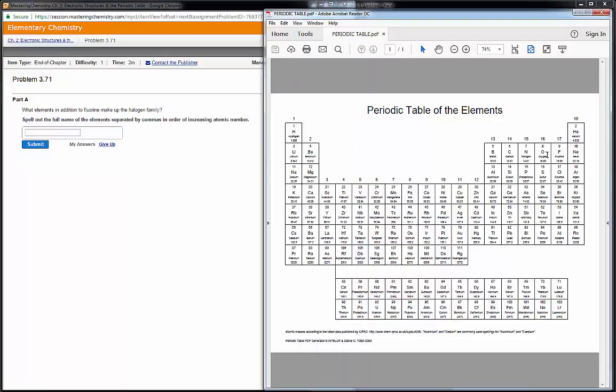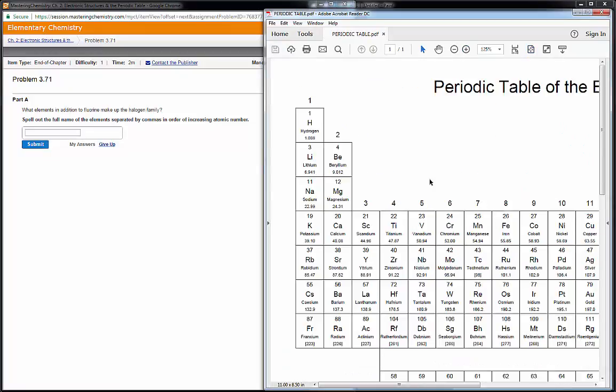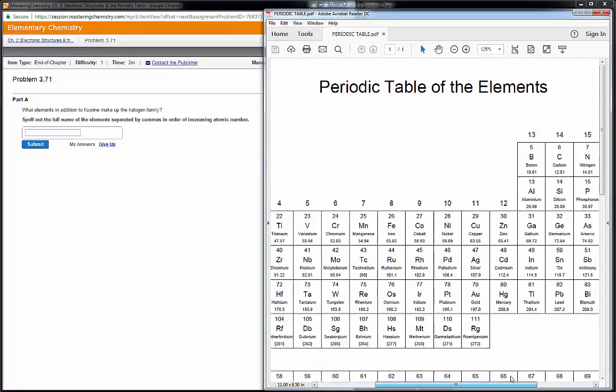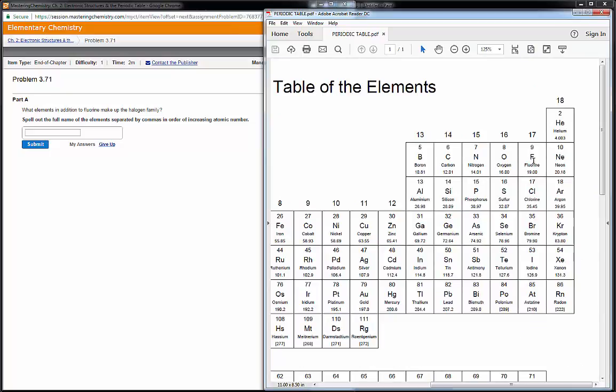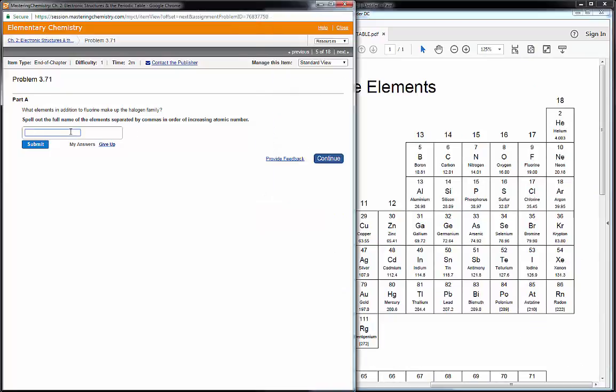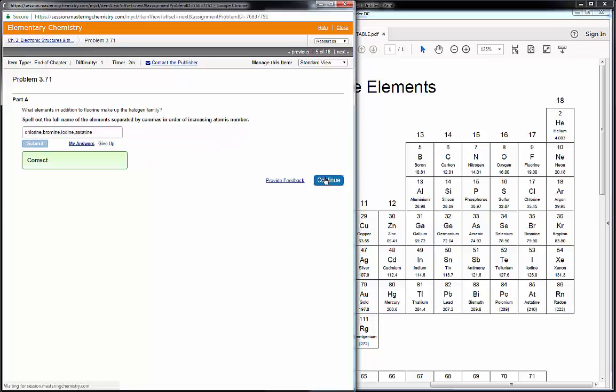In addition to fluorine, what makes up the halogen family? So we zoom in so you can see this easier. Fluorine also has chlorine, bromine, iodine, and astatine. I can spell chlorine, clearly looking at my keyboard and not the screen. There we go.